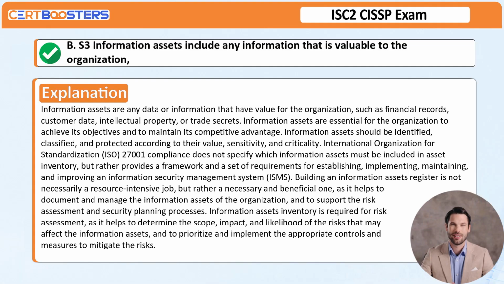Answer: B. S3 information assets include any information that is valuable to the organization. Explanation: Information assets are any data or information that have value for the organization, such as financial records, customer data, intellectual property, or trade secrets. Information assets are essential for the organization to achieve its objectives and to maintain its competitive advantage. Information assets should be identified, classified, and protected according to their value, sensitivity, and criticality.